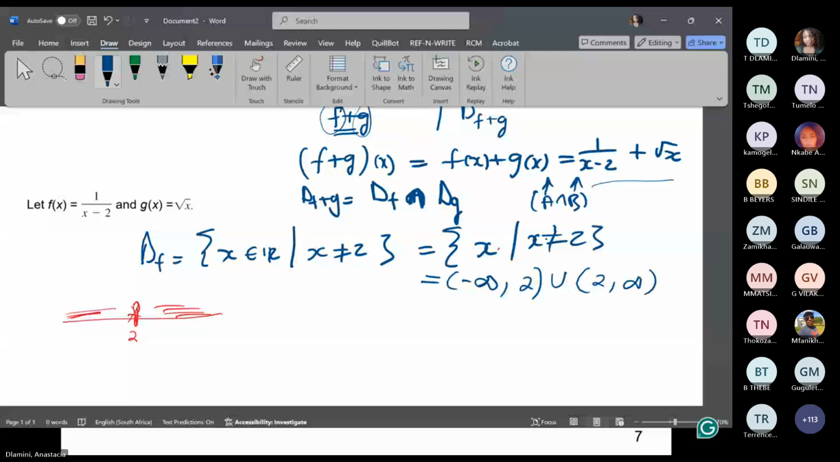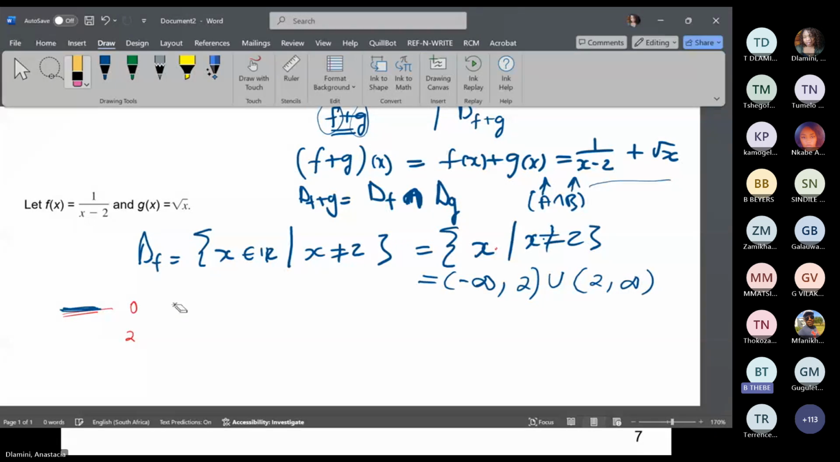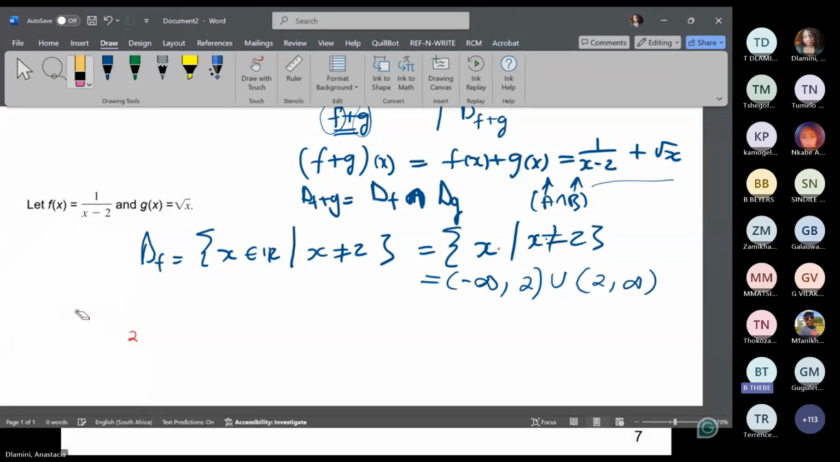Yes, ma'am. Because you're saying the function is defined here or is defined here. We are all together. It would have been an intersection had the graph also touched at 2. If the graph touched at 2, you were going to include it.